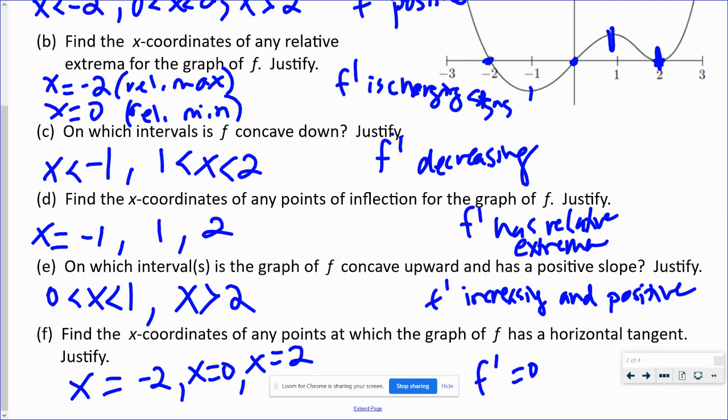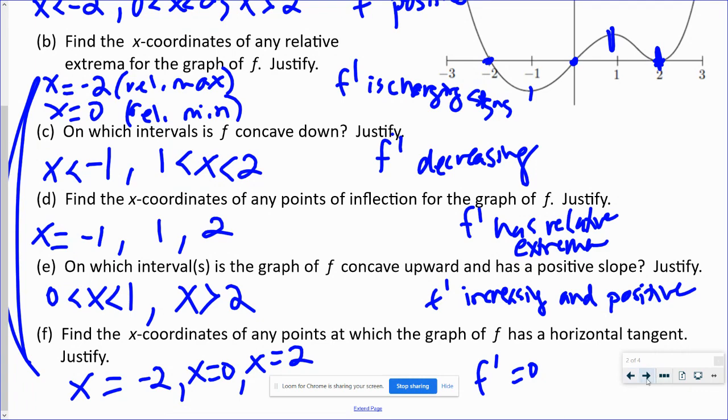Now notice you have some similarities in part B and part F, because your relative extrema occur at a place where the derivative is equal to 0, but is also changing signs. So notice that x equals 2 is a point where we have a horizontal tangent, but it's not a relative extrema, okay, because we're not changing direction around there.